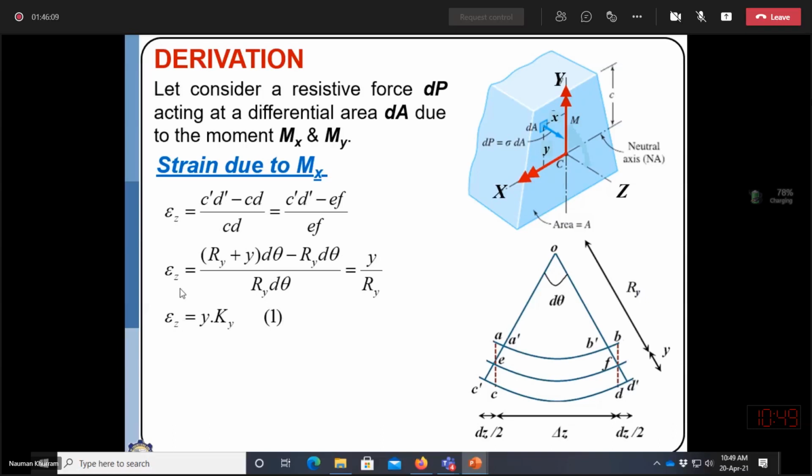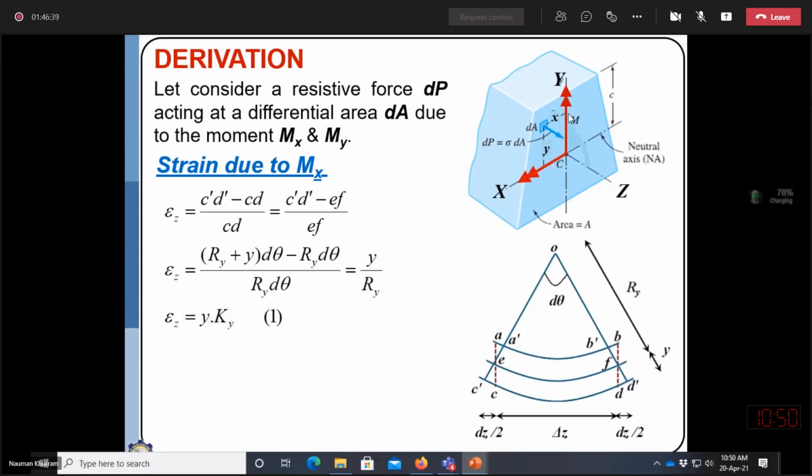So from here, to make it easier, 1 over R we can replace by another parameter which is called curvature. Ry is the radius, and the reciprocal of the radius, or 1 over Ry, is called the curvature attained in the y direction due to moment Mx. So moment Mx will produce the curvature in the y direction.